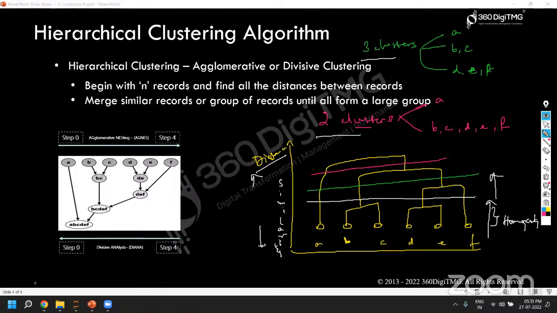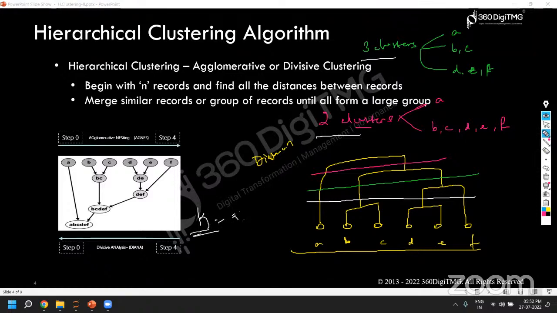This is the distance between A and the rest of the records. Or if you talk about three clusters, A, B, C, and D, E, F, the distances are very far away compared to the distance between B and C, D, E, F, right? So this is the trade-off, but ultimately, depending on what we are trying to achieve, we are going to define the K value. The K value is nothing but the number of clusters. K is the number of clusters.